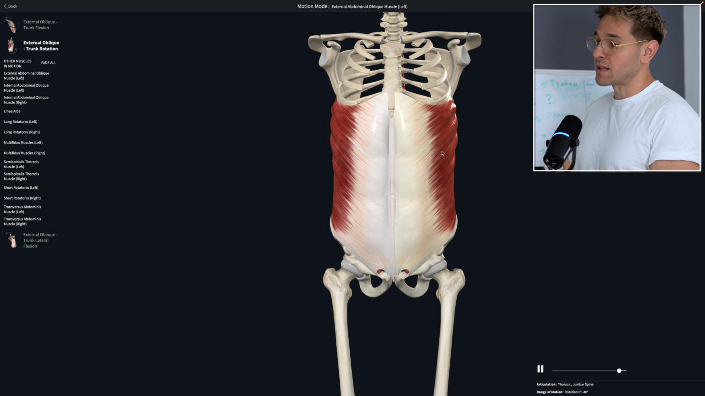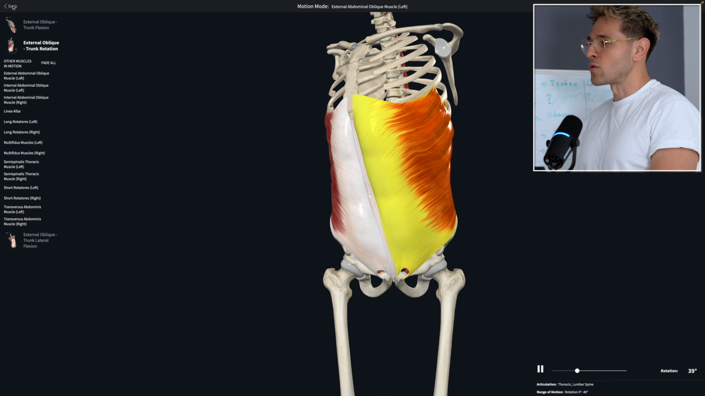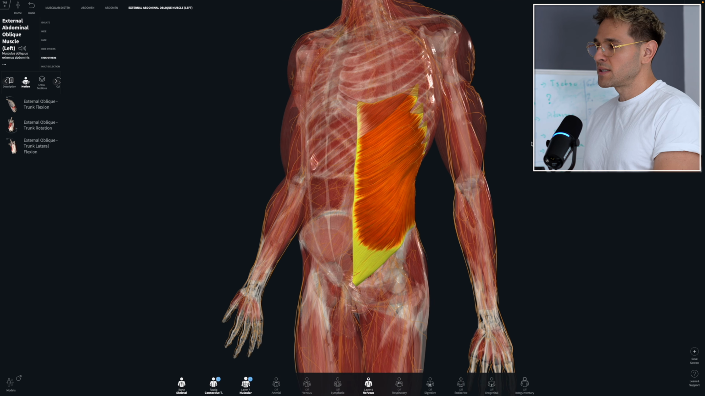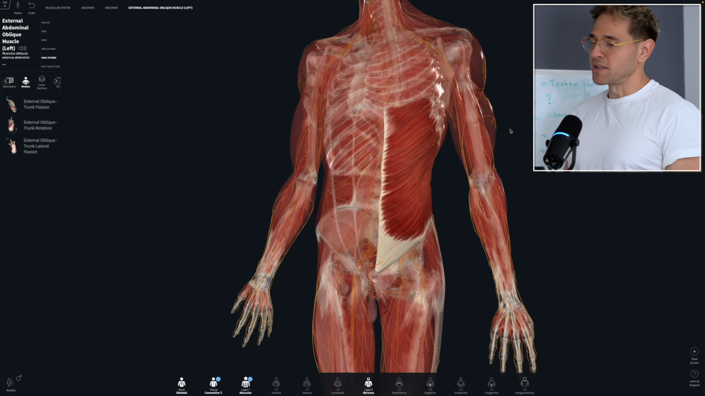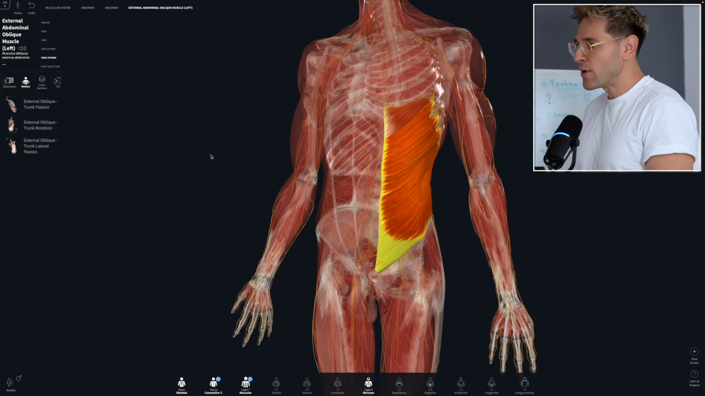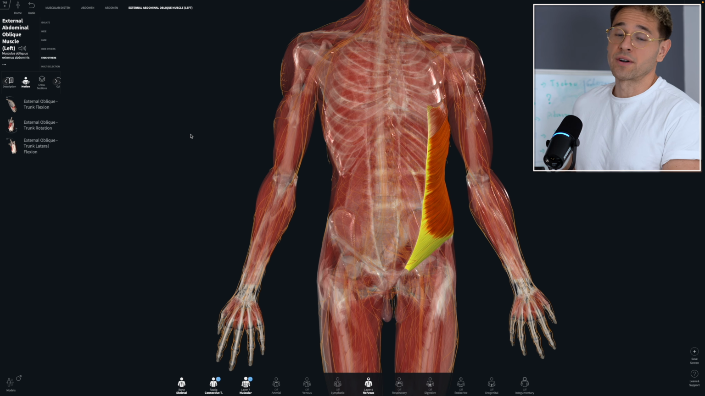So that's important for us to know if we are assessing rotation, or we're trying to look for a weakness in any of these muscles. Now, the rectus abdominis and the external oblique are the muscles that essentially form the outer layers of the abdominal region. If we are to look a little bit deeper, we are going to start to look at the muscles of the core, essentially.